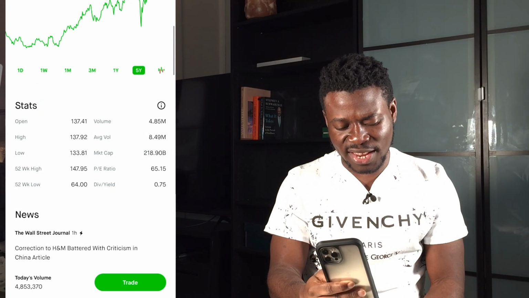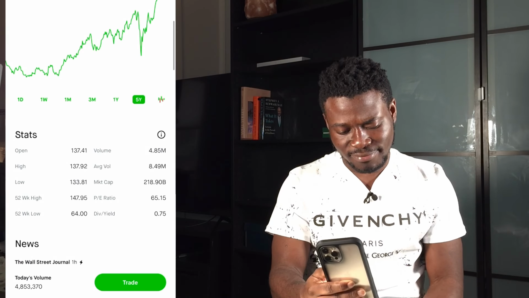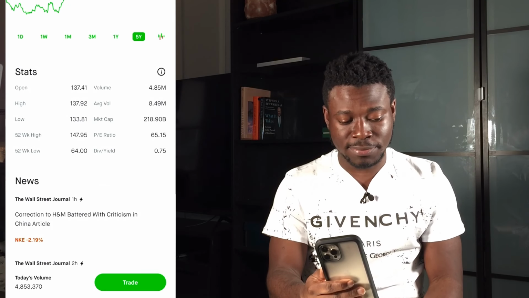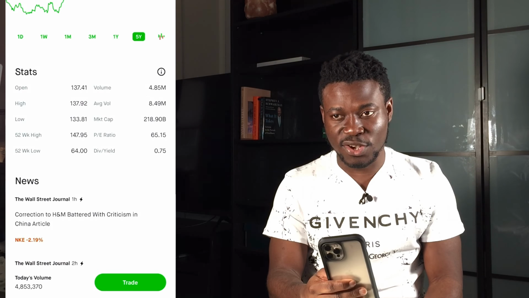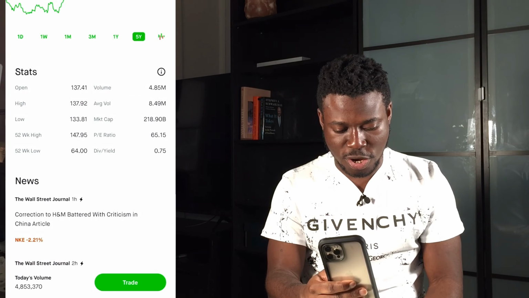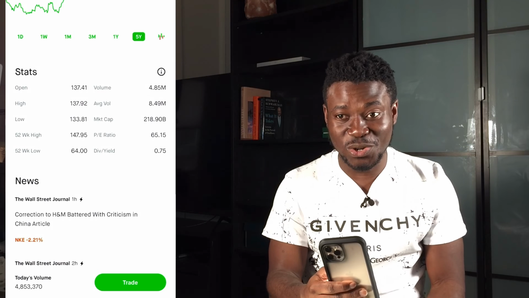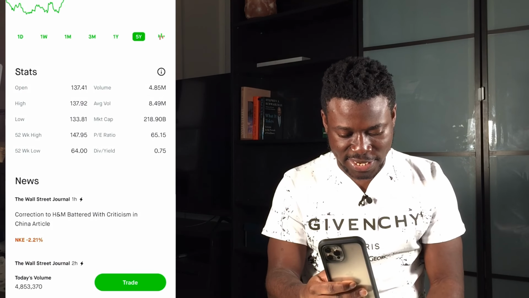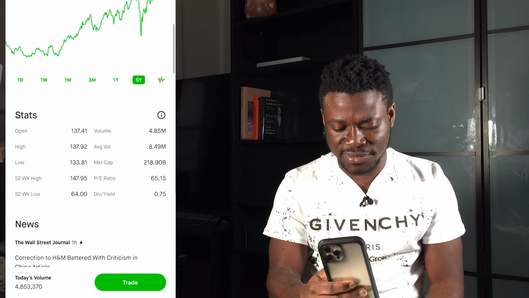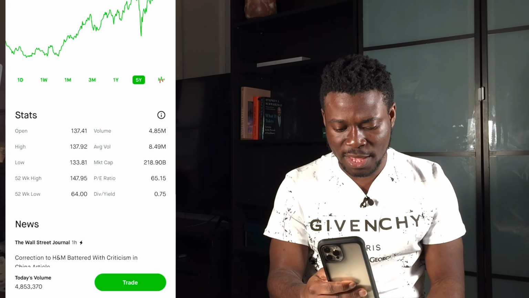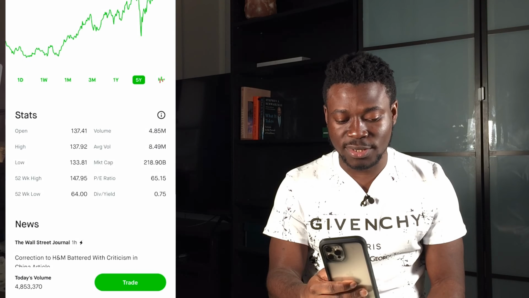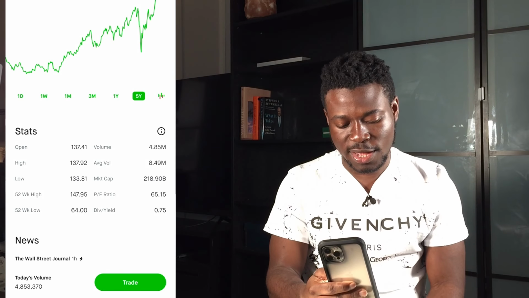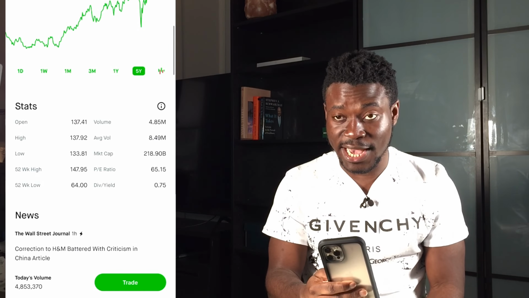And then they have these little statistics on the stock. Open, that is how much it opened at. High, that is the highest price it has gone up to for the day. Low, obviously that is the lowest price it has gone to for the day. And it gives you this 52-week high, 52-week low, and volume, like 4.85 million. Those are the number of people that are trading Nike stock today.